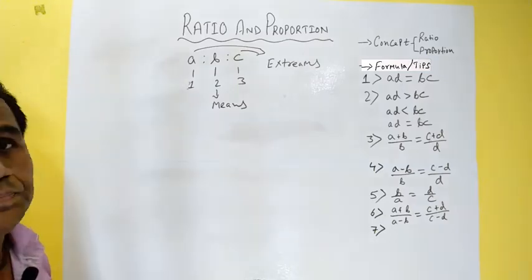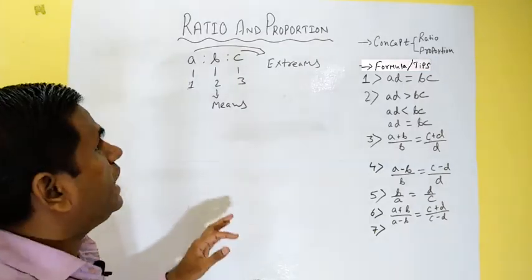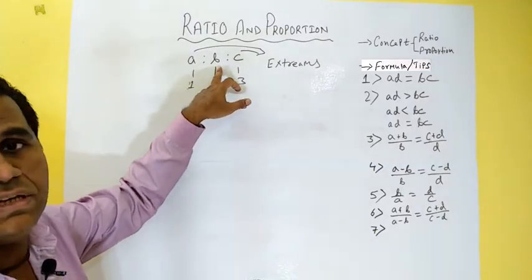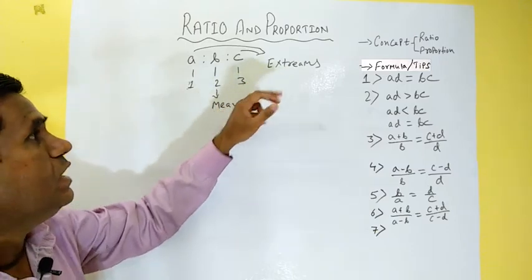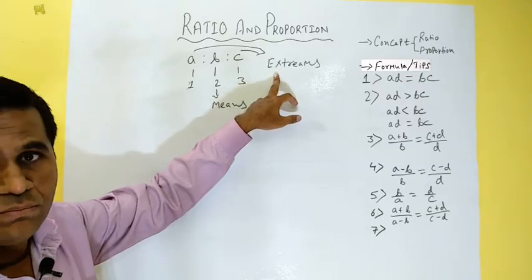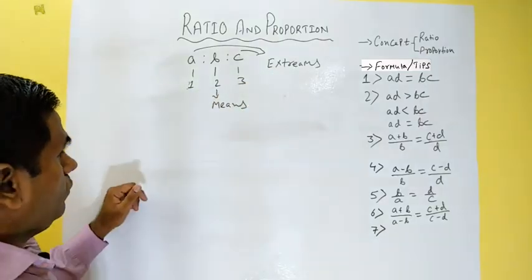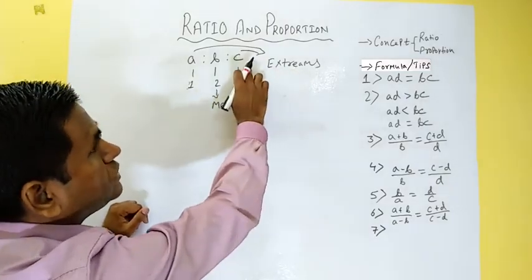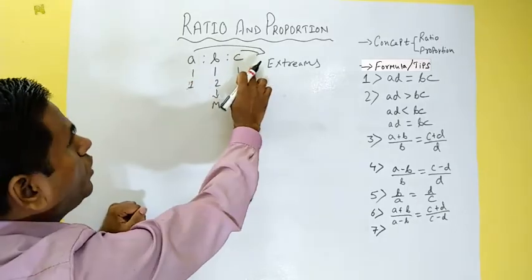So problems may come where A and B are given and C is missing, and it will ask you to find the third proportion or find the extreme. So we can understand that the extreme can be either this one or this one.